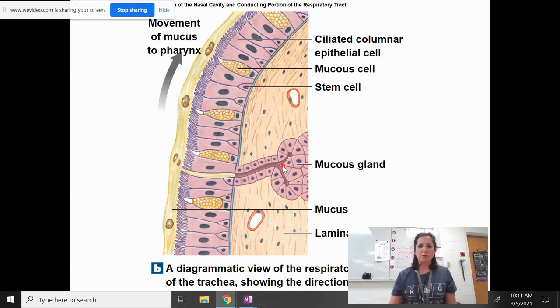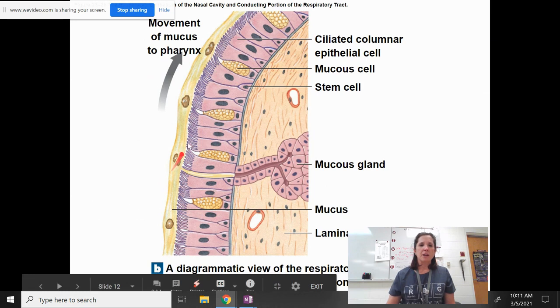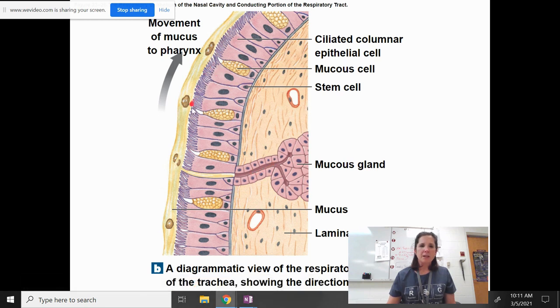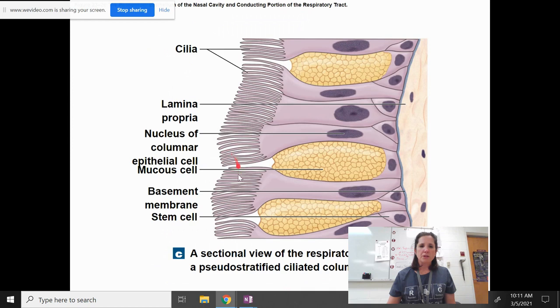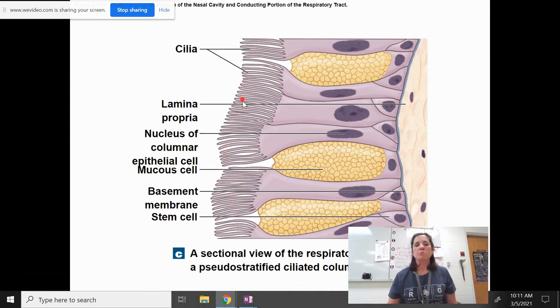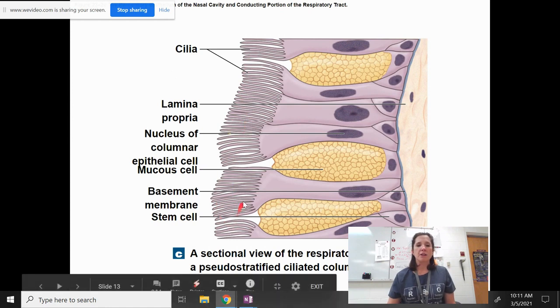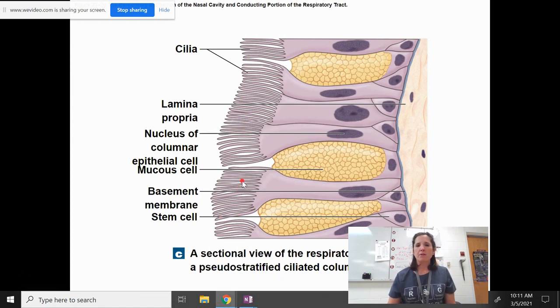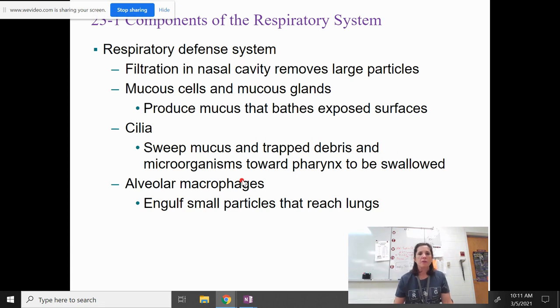All right, just to show you, these are your cells, and the mucus gets moved up because the cilia look like tiny little hairs right here. This is that lamina propria, and you can see the cilia, and there's another picture here. Here we go. Here's the cilia. So you damage your cilia when you smoke, when you vape. It's just not good. That's why people have to cough all the time.